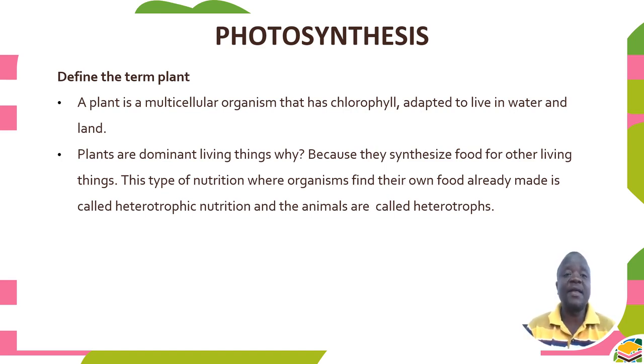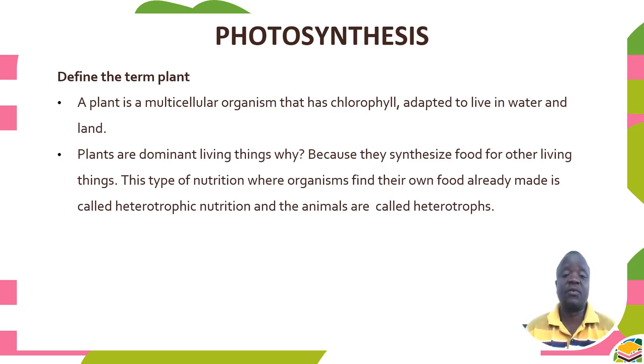But now we have other living things. We have animals that are feeding on plants, and these animals are called the heterotrophs. The type of nutrition we call heterotrophic nutrition. Because the animals are feeding on plants, the animals are said to be the heterotrophs. Heterotrophic nutrition is a type of nutrition where the organisms, animals, feed on already made what? Food. The food is already made. That's what we call the heterotroph.